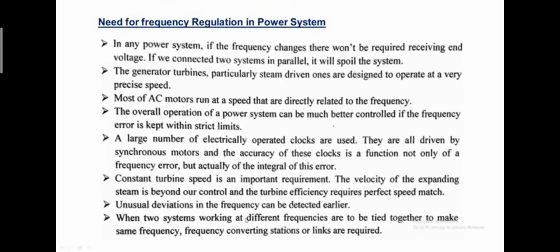When two systems working at different frequencies are to be tied together, frequency converting stations or links are required. These are the needs and requirements for maintaining frequency regulation. There is also frequency regulation, the drop in frequency from the no-load frequency to the full-load frequency with respect to the full-load frequency, that is, full-load frequency regulation. These points must be considered to maintain the system frequency constant, so that the power system is stable, with voltage and frequency values within acceptable tolerance limits. This is the control of the power system.